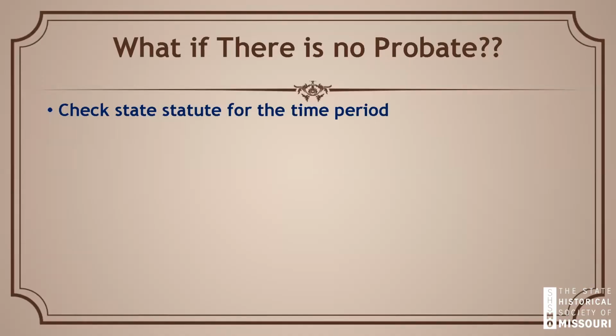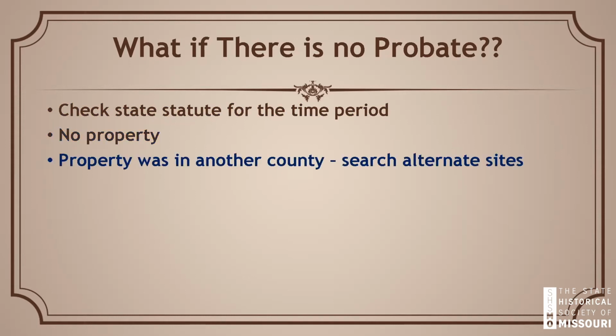All right. Sometimes you'll find an ancestor, they died in the prime of life, say in their 30s or 40s. And you think, wow, they had property, they had land. Surely there's a probate. Nope, not always. First of all, check the state statute for the time period if you can't find a probate. There may be situations where it wasn't required. They may have had no property, in which case nothing to probate. Why bother? Property may be in another county, so their probate may have been done elsewhere. So search alternate possible sites.